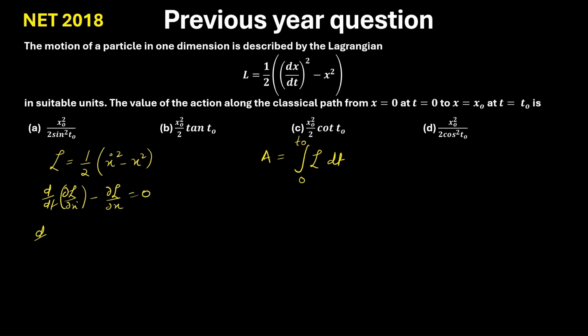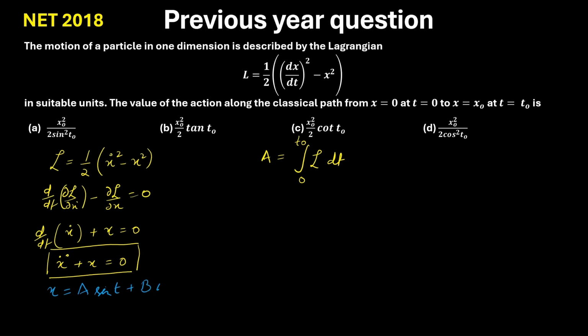So if I differentiate this, I will get x double dot, then if I differentiate, you'll get plus x equals 0. So the equation of motion will look like this. Now this equation of motion is similar to the equation of motion of a harmonic oscillator with frequency omega square equals 1. So we can write the general solution as x is equal to a sine of t plus b cos of t.